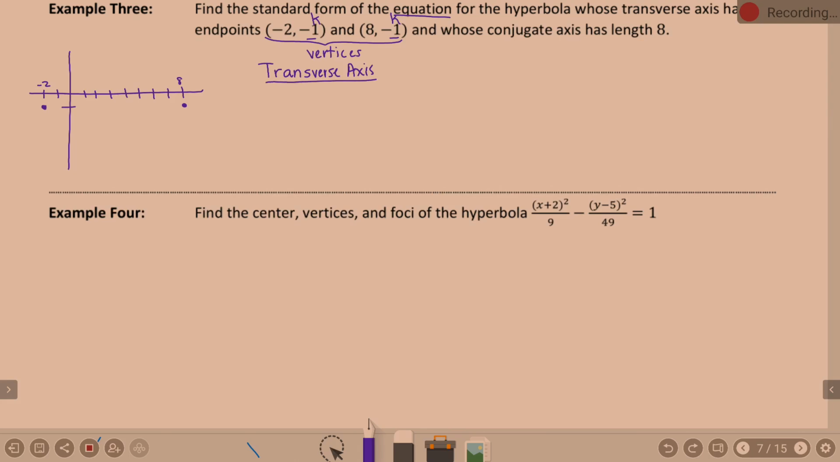From negative 2 to 8 is a distance of 10. So the transverse axis, 2a equals 10, and thus a is 5.